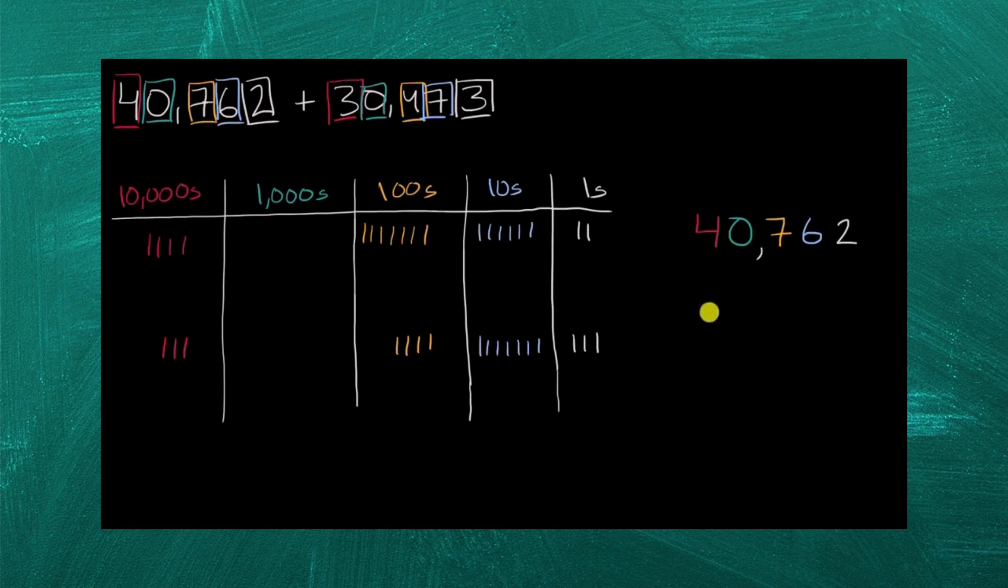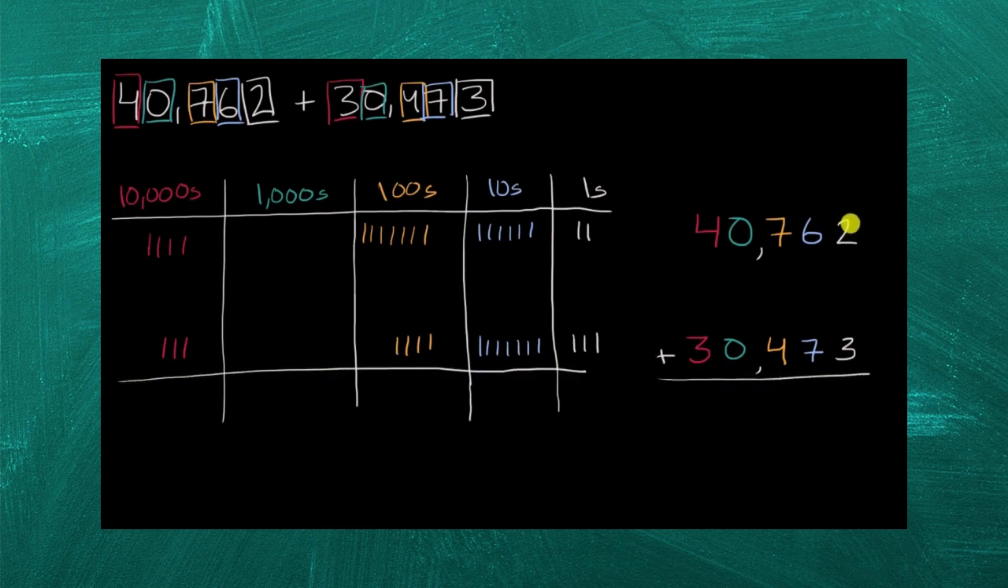And then this down here, I have 3 10,000s. And then I have 0 thousands. I have 4 hundreds here. And then I have 7 tens, and then I have 3 ones. And so now let's add up everything. So I can add it here, and then I can also add up things right over here.